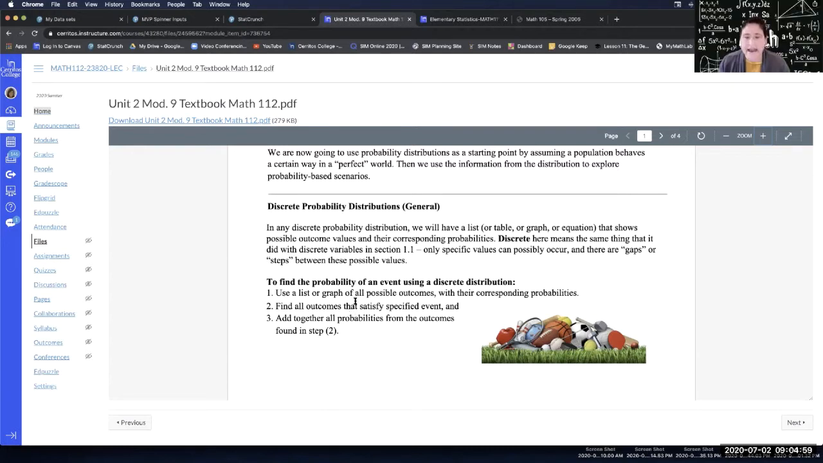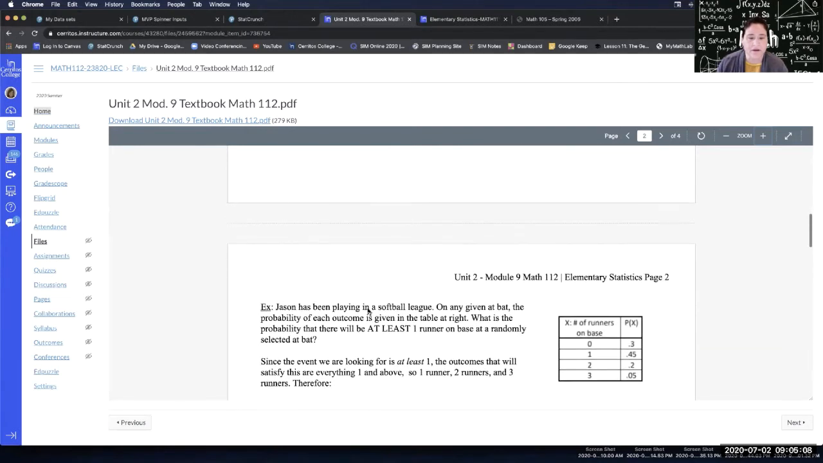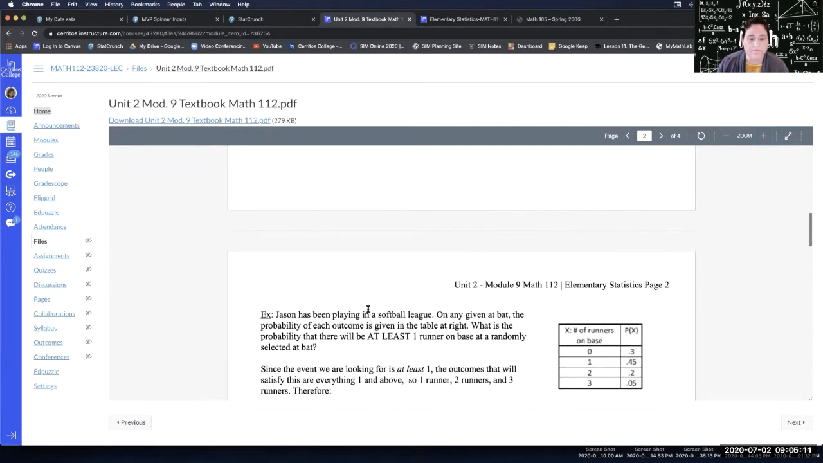Instead of having graphs, as we did with continuous distributions, we're now going to have tables. And here's an example at the bottom there. This is Jason, who has been playing in a softball league. On any given at-bat, the probability of each outcome is given in the table on the right. So if you can see the table on the right, what is the probability that there will be at least one runner on base at a randomly selected at-bat?